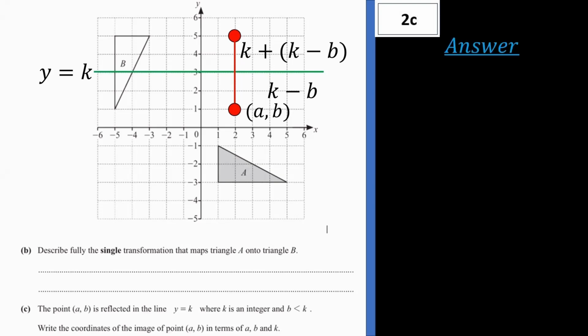And so we line this up to see what our answer will look like. If we look at it, the x value of that point, a, does not change. It remains a, but the y value, when that point is reflected, moves from b to k plus (k minus b). And when you open the bracket, k plus k minus b becomes 2k minus b. So the new coordinate of the image will be (a, 2k minus b).